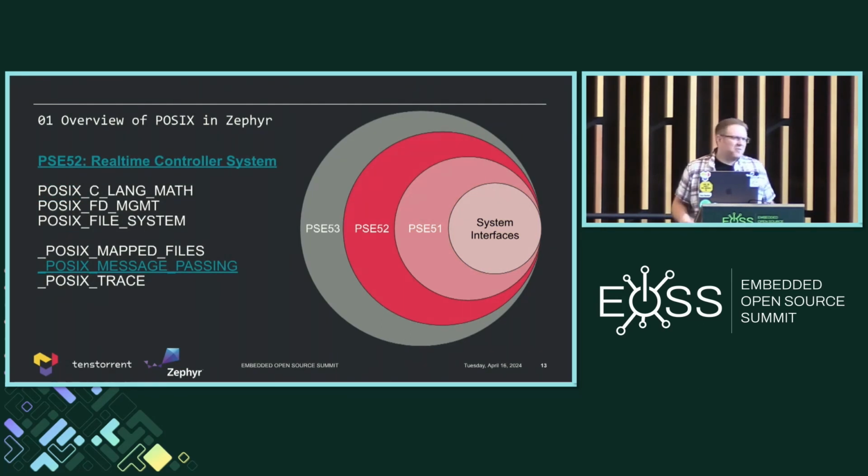This is a real-time controller system. And what you'll notice is that these are just additive onto the previous system profiles. So the delta is actually much smaller than what our documentation page makes it seem. This one just adds math support, file descriptor management, which is things like dup, fgetpos, ftruncate, file system accessors, like change directory, remove directory, stat.